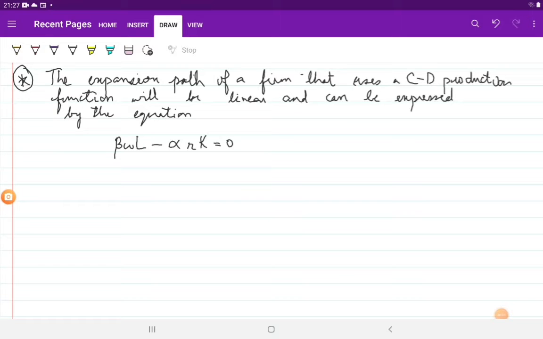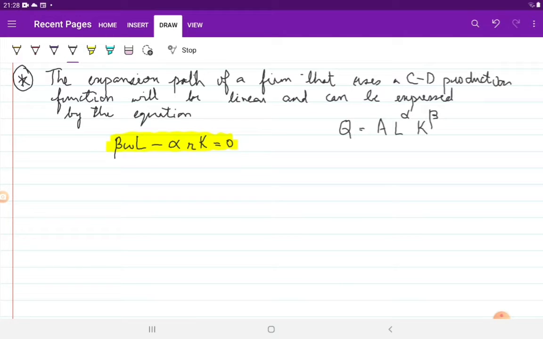An interesting property of the Cobb-Douglas production function is that any firm that uses a Cobb-Douglas production function will have an expansion path which is strictly linear, and this can be expressed by the equation beta times WL minus alpha times RK is equal to 0. This is when your Cobb-Douglas production function is expressed as Q is equal to A L to the power alpha and K to the power beta.